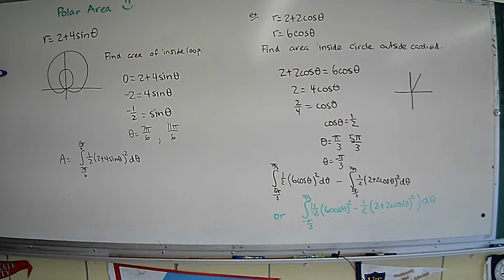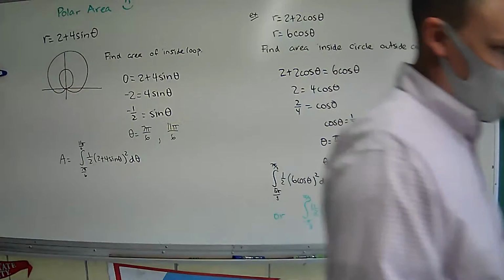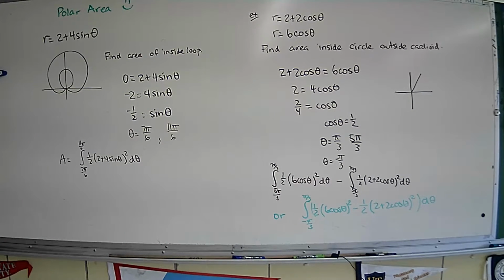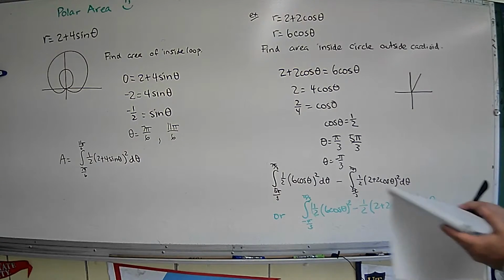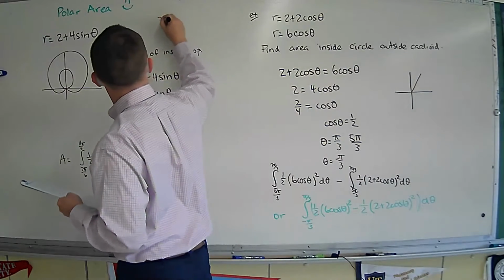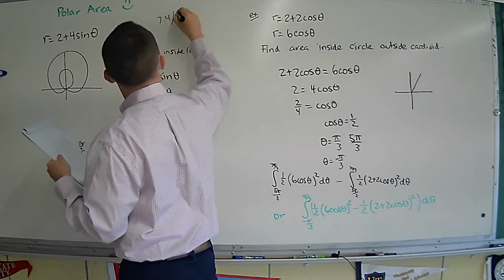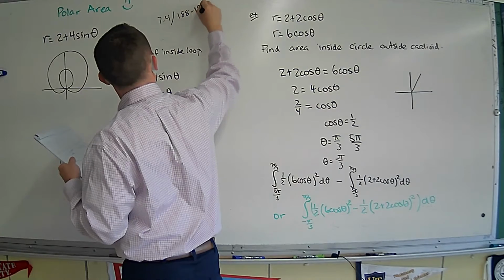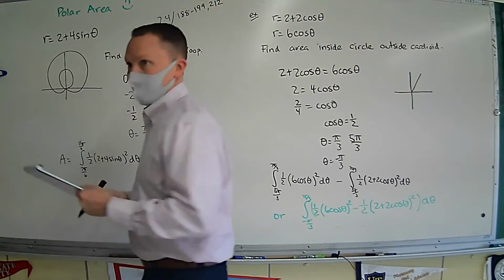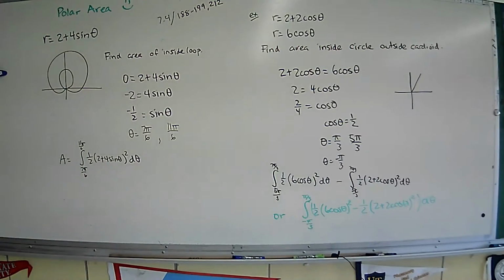Okay? So for homework tonight, I'll put this on the Google also. But you're going to do 7.4, 188 to 199, and number 212. Okay? You're just setting them up. This is going to take you some time also. I'm telling you, this is probably going to take you some time. Give it its due diligence.